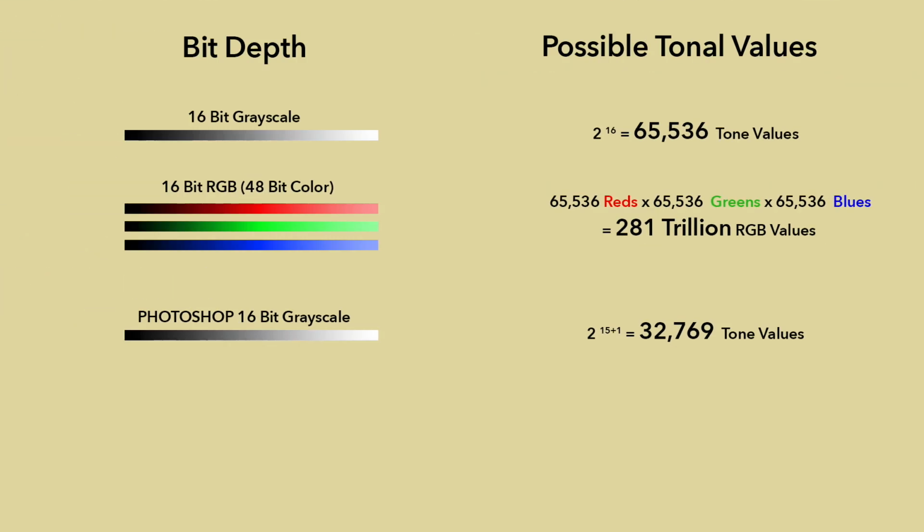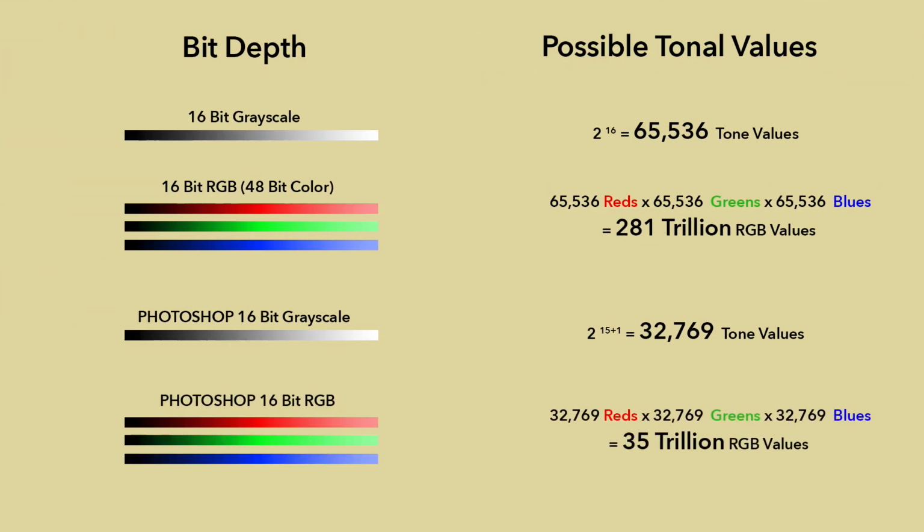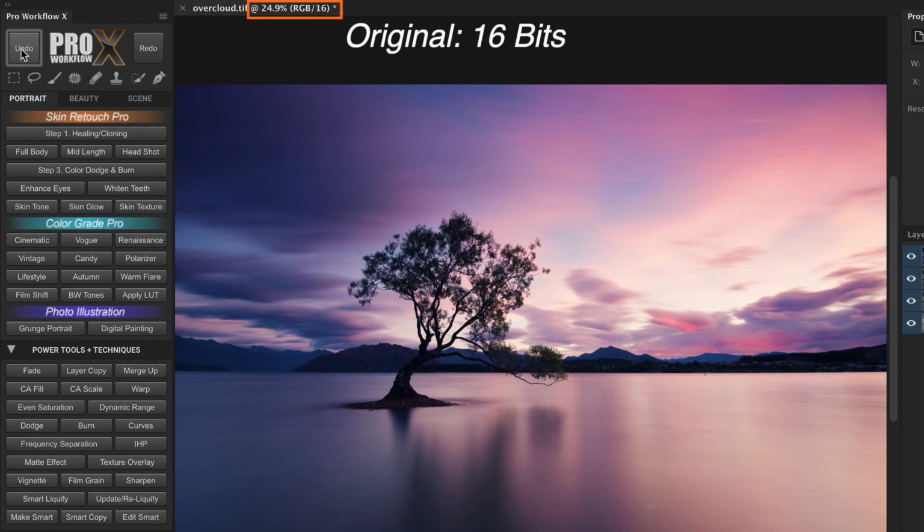So the 32,769 RGB values per color channel multiplied by the 3 channels gives us a total of 35 trillion RGB values for the so-called 16-bit RGB image in Photoshop, which is still a lot more than 16.7 million RGB values, right? So why can't we still see any difference? That brings us to the second and the main reason.